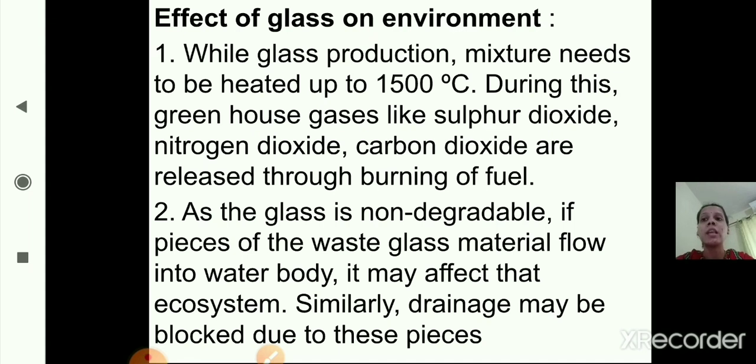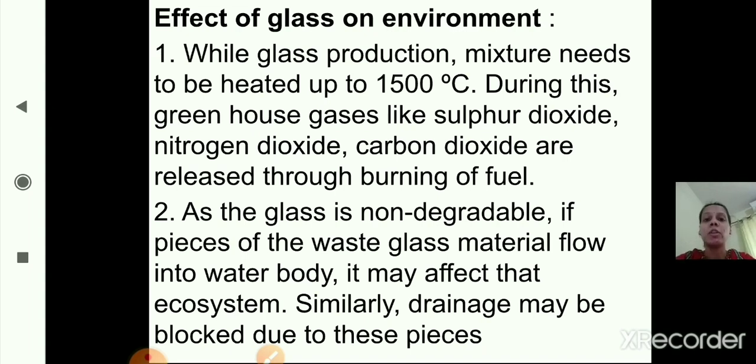The first one is, as it is heated up to 1500 degrees Celsius, it produces harmful greenhouse gases like sulfur dioxide, nitrogen dioxide and carbon dioxide. And the second one is, as it is non-degradable, it takes thousands of years to degrade. So if pieces of the waste glass material flow into water bodies, it will affect the ecosystem, and the drainage system will also be blocked by these pieces. So these are the effects of glass on the environment. I hope you are clear with this.